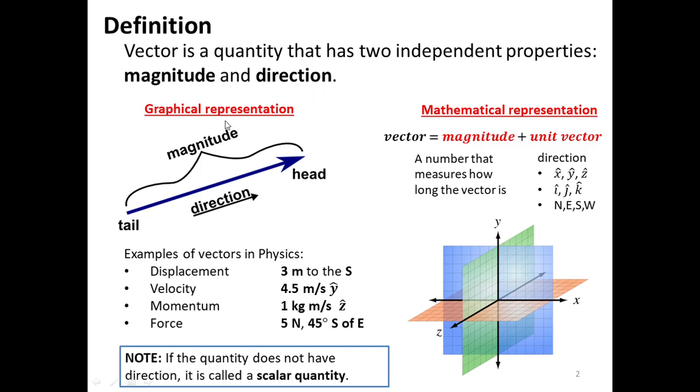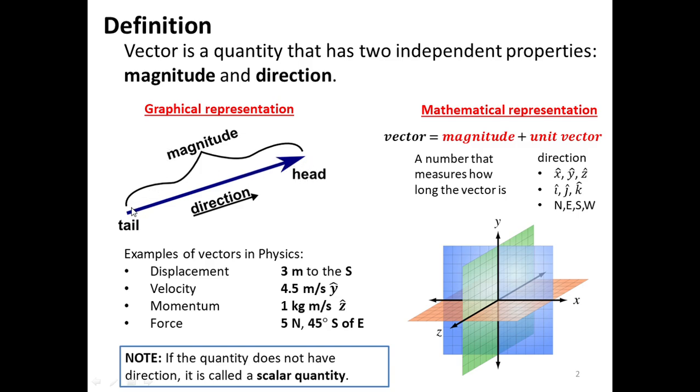So there are two different ways of representing vectors. We can represent it in terms of graphical representation, and we can also write vectors in terms of mathematical representation. For the graphical representation, we can draw the vector in terms of an arrow, which will always have the tail, that is where the vector came from, or the starting point. And it also has a head, which is indicated by the arrowhead.